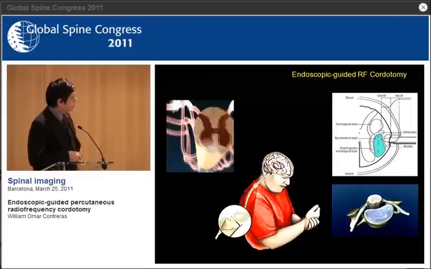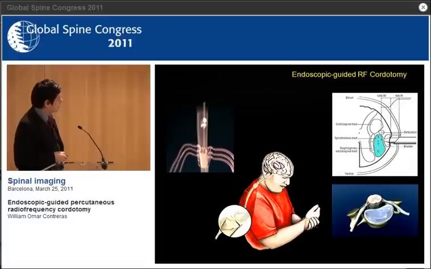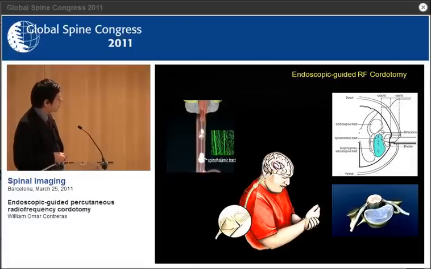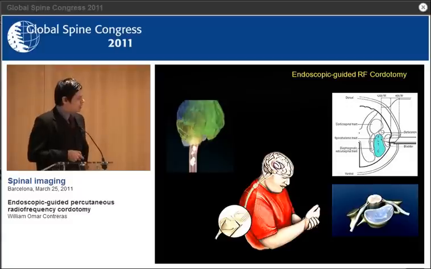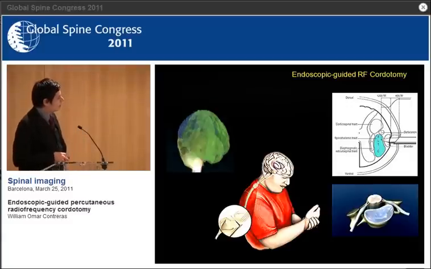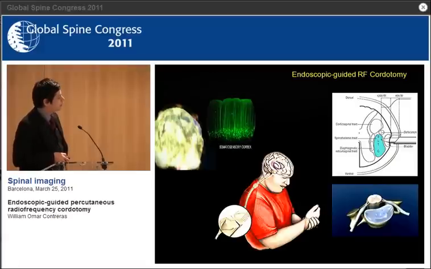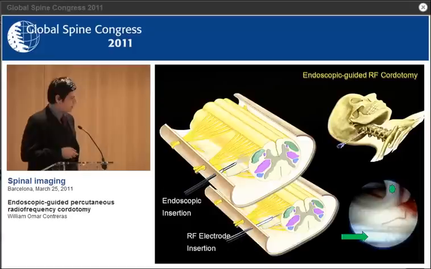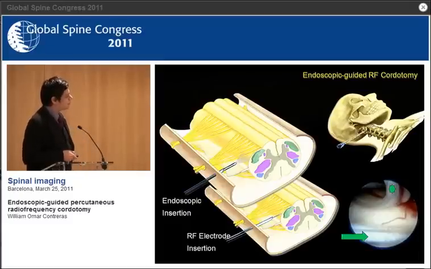The aim of the cordotomy is to interrupt the contralateral pain fibers of the spinothalamic tract, which resides in the anterolateral column of the white matter of the spinal cord. Currently, this procedure is developed under X-ray guidance. This means fluoroscopy or CT, but we would like to introduce this technique using the endoscope.